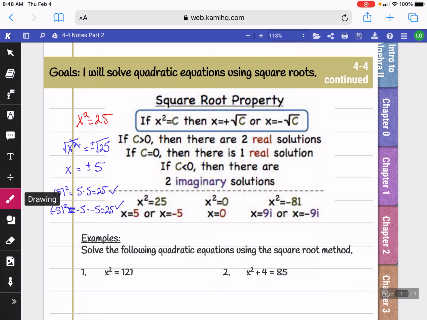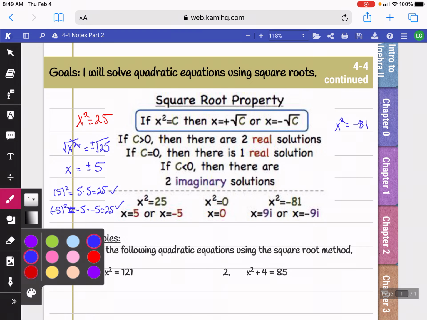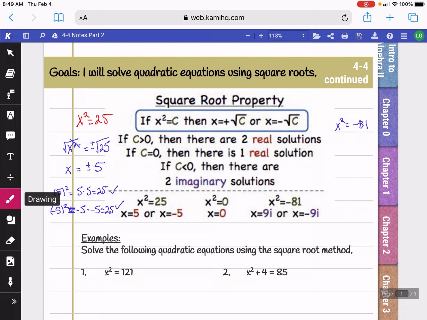Now, sometimes when you're solving for x squared, you'll have it equal to a negative, and we know we can't square root a negative. So remember, we learned earlier that you can use i as a placeholder for the square root of negative 1. So for example, we're doing x squared equals negative 81, and we wanted to solve that. We would square root both sides. Again, on the other side, I get positive or negative square root of negative 81. So x is equal to positive or negative square root of negative 81.